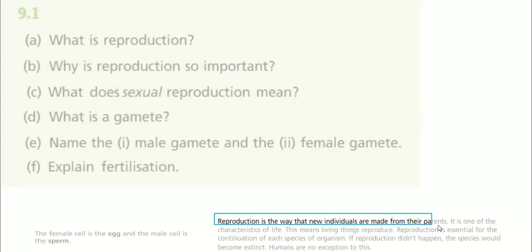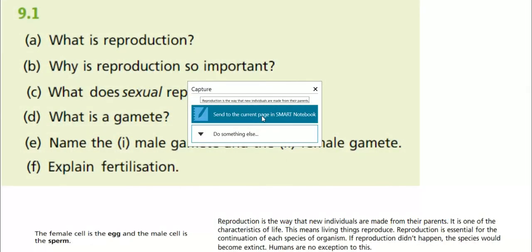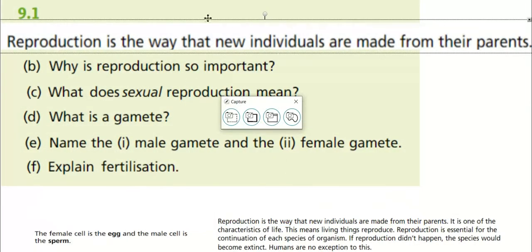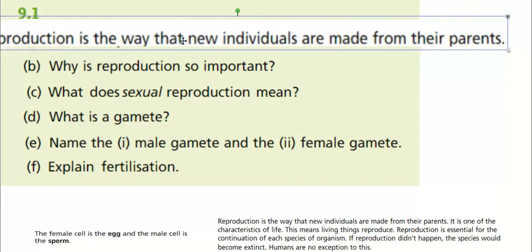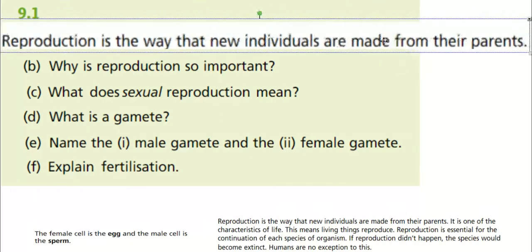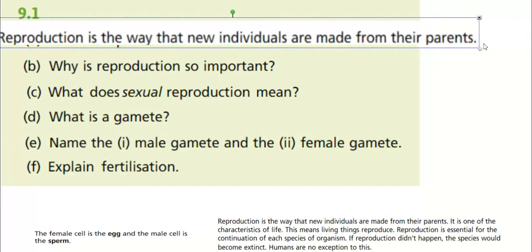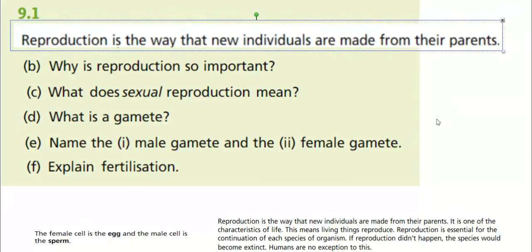So I'll copy and paste it up to there. Reproduction is the way new individuals are made from their parents. So that's the answer to part A. Okay, why is reproduction so important?